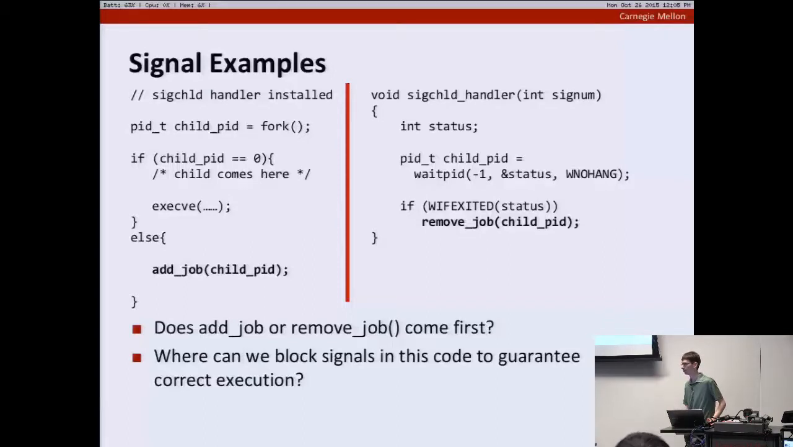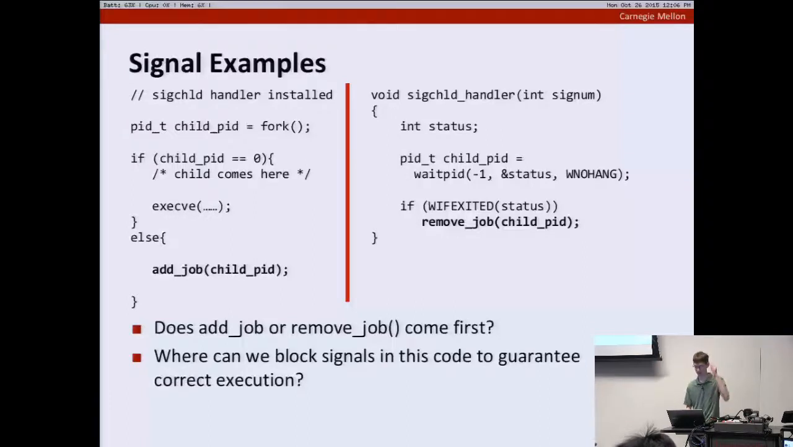Yeah. The child could run its exec before add job happens, and then the child will attempt to remove itself from the jobs list before it's been added. Right. Depending on the order these happen in, we might have the child removing itself before it gets added. Maybe that causes bad things to happen because it's not actually in there. Or maybe it succeeds and then we add it and it will never get removed, because it's never going to return again because it's already done.